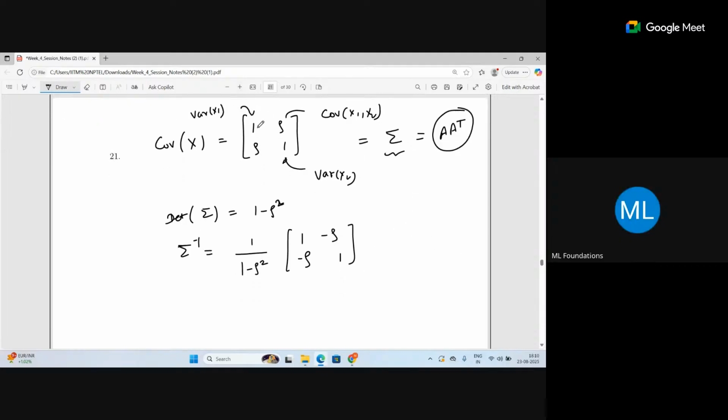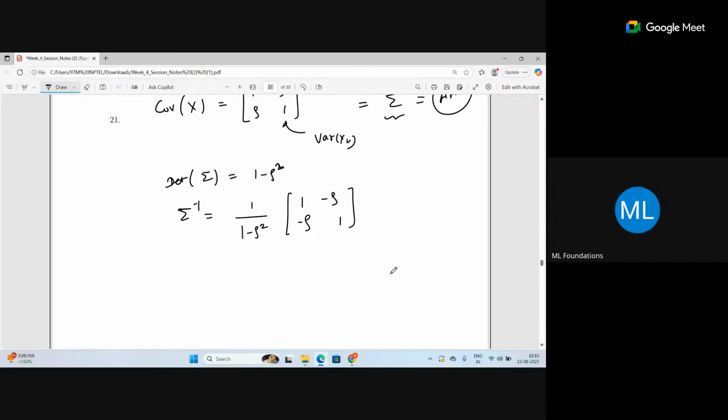Because if you select this one, it will be 1, right? Then 1 will come here. If you select this one, rho will come here, but with the minus sign, because it will be minus 1 to the power 1 plus 2, so that will be minus of rho. I hope all of you know how to calculate the inverse of a matrix. Fine. So all of these things are there.